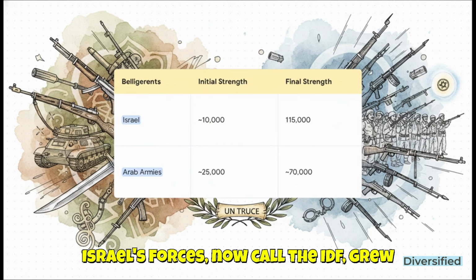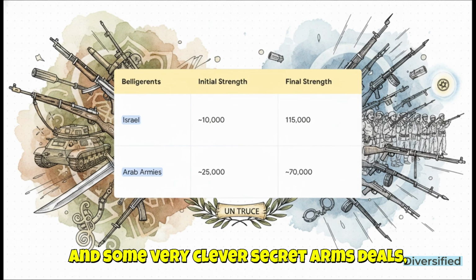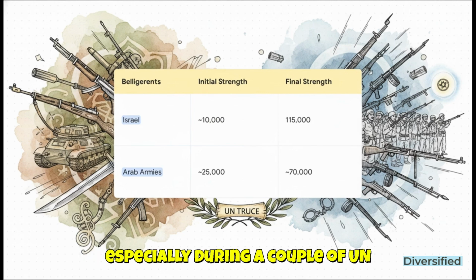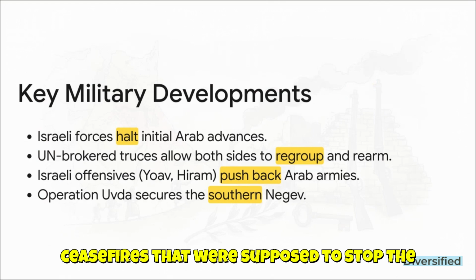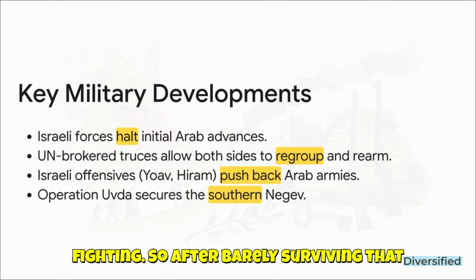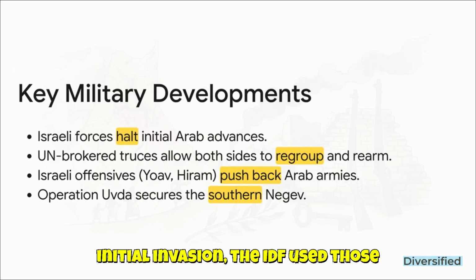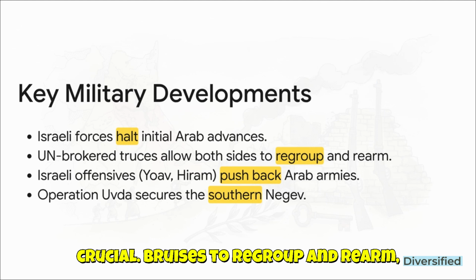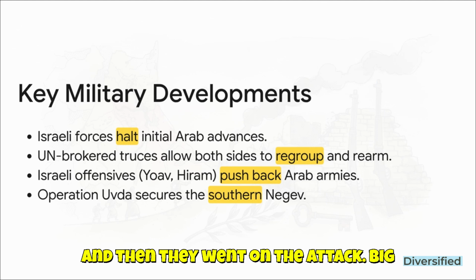Israel's forces, now called the IDF, grew like crazy thanks to mass mobilization and some very clever secret arms deals, especially during a couple of UN ceasefires that were supposed to stop the fighting. So after barely surviving that initial invasion, the IDF used those crucial truces to regroup and rearm. And then they went on the attack.